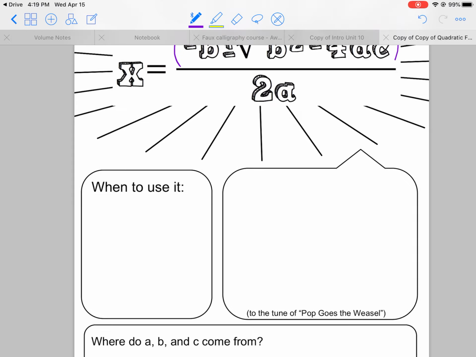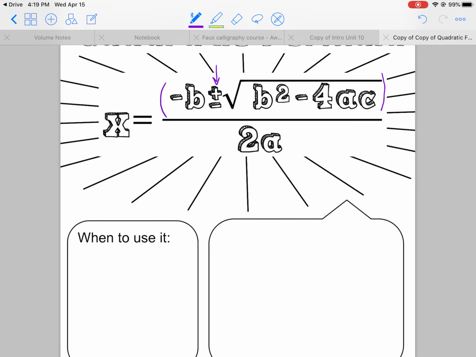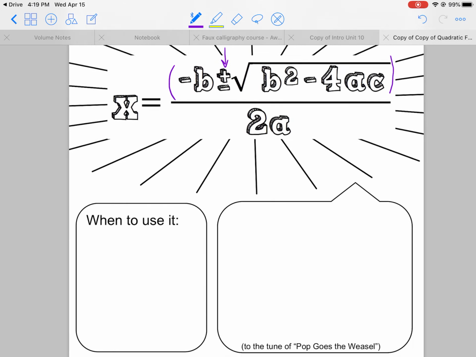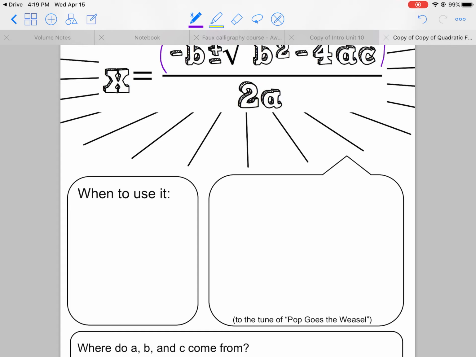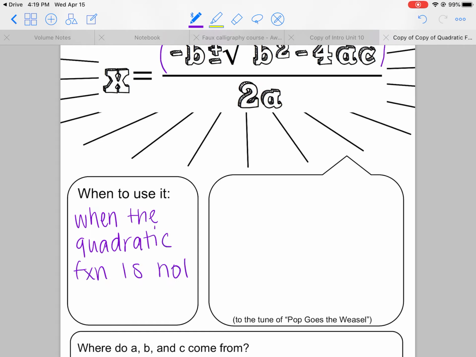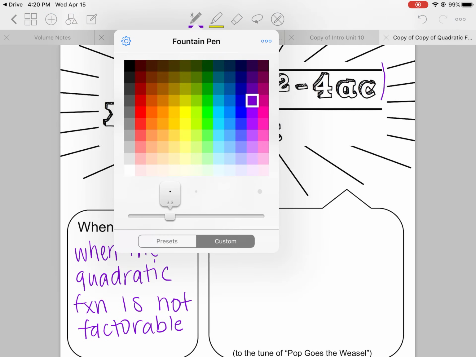So the quadratic formula looks like there is a lot of it to memorize, and you're probably wondering why you would ever use it instead of factoring. Well, this comes in handy when your quadratic function is not factorable. If it doesn't have nice pretty roots that you can set equal to 0 and solve using the zero property, then you're going to have to use the quadratic formula. So you should try to memorize this.